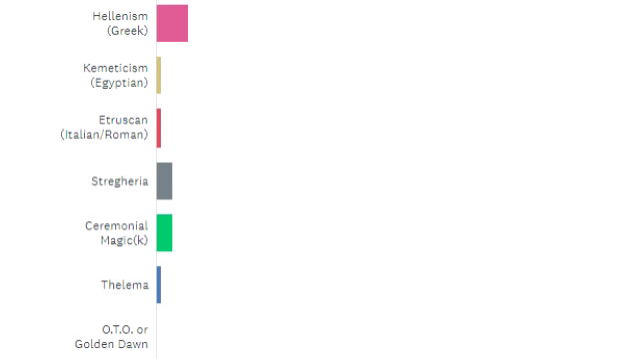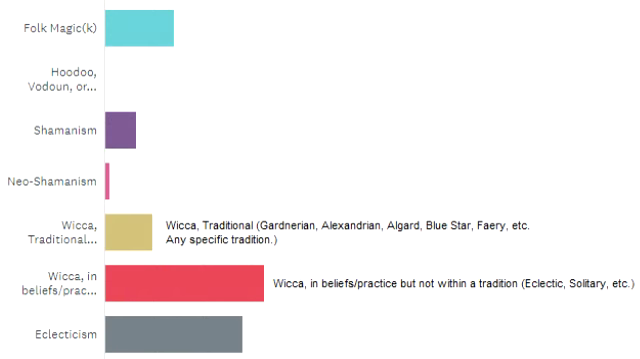Thelema, maybe one or two people identified as that. No one selected OTO or the Golden Dawn. About 14%, it looks like, folk magic. Nobody identified with hoodoo, voodoo, or I think I put Santeria there. Got some identifying with shamanism and neo-shamanism.